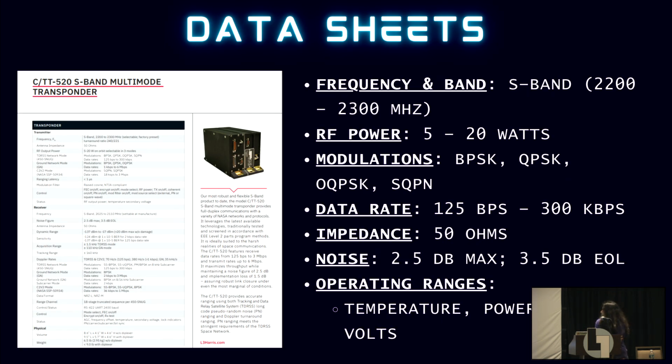So this is an example of a data sheet that you can download using one of the publicly accessible website references. And whenever you're trying to conduct a signals intelligence or reverse engineering scenario, I typically look for these characteristics. So the frequency and band will be your most important. You need to understand which band it's operating on alongside the frequency range for both the uplink and the downlink. The radio frequency power, modulation schemes are also important. A lot of satellite transceivers use BPSK, but you also see variations such as QPSK, OQPSK, and SQPN. The data rate, the impedance, the noise, and the operating ranges for various subsystems.